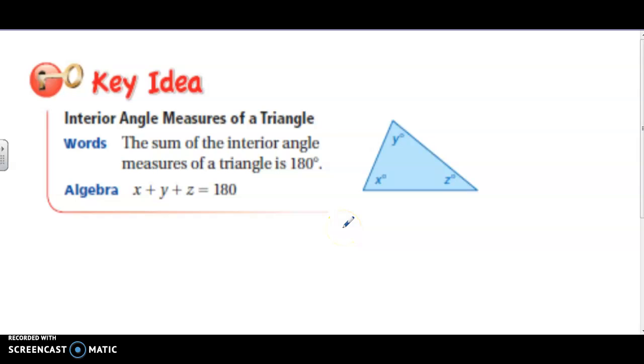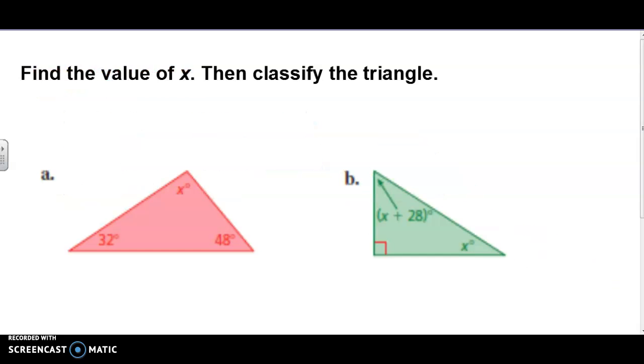Now, if one angle in the triangle is bigger than 90 degrees, then it's an obtuse triangle. If there's one angle that's exactly 90 degrees, then it's a right triangle. And if all of the angles are less than 90 degrees, then it is an acute triangle. So there's three types of triangle: obtuse, right, and acute. All right, so we're going to use that to classify triangles.